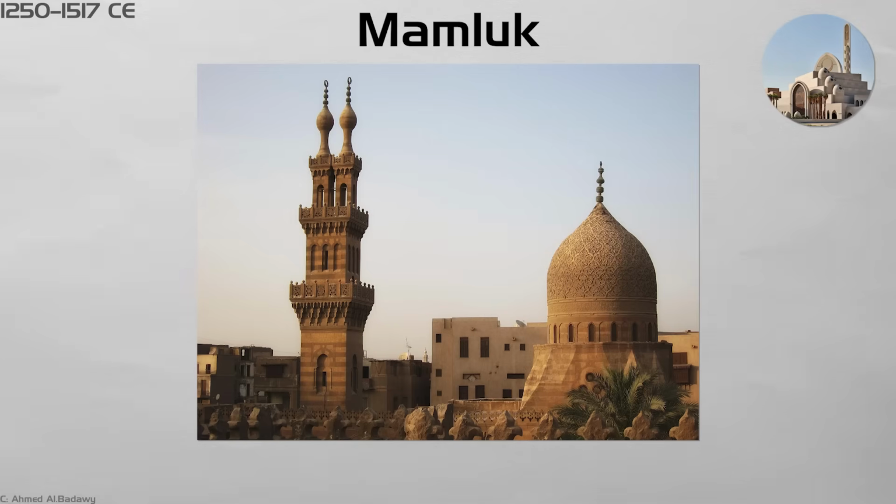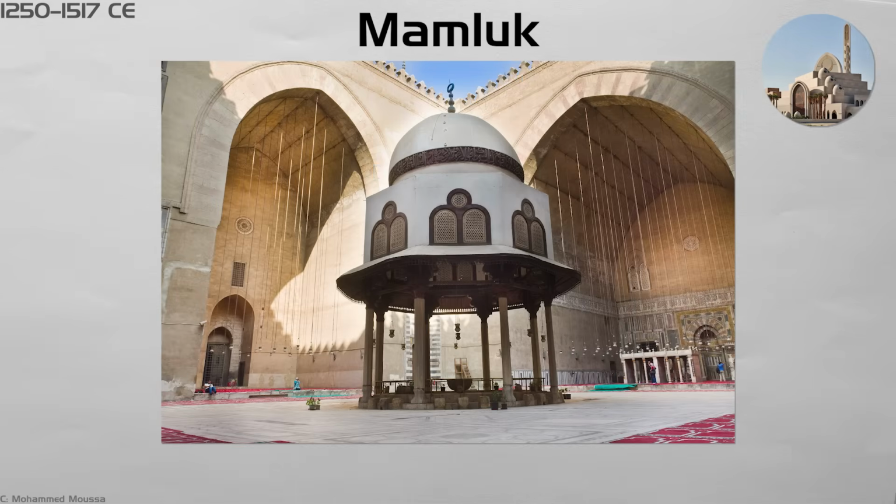Mamluk minarets often featured multiple tiers with muqarnas, resembling intricate honeycomb vaulting. These mosques typically included a central courtyard, flanked by halls that served religious, educational, and social functions. The Mamluks' architectural flair showcased their wealth and devotion, resulting in an unmistakably grand and detailed aesthetic.